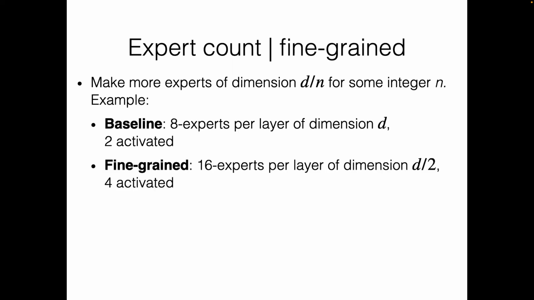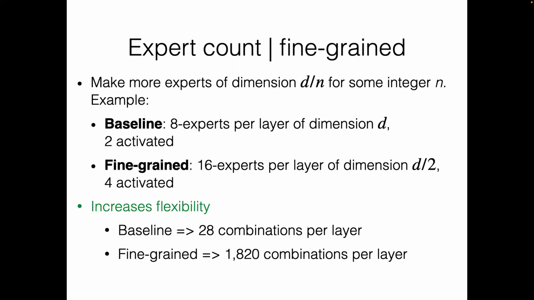Then the idea of the fine-grained experts is to have the same number of total parameters, but now let's say we want 16 experts. That would mean their dimension would be smaller, D over 2. And you want the same number of parameters to be activated, so now we multiply that by 2 as well. And so you'd have 4. So now you're routing to 4 experts.